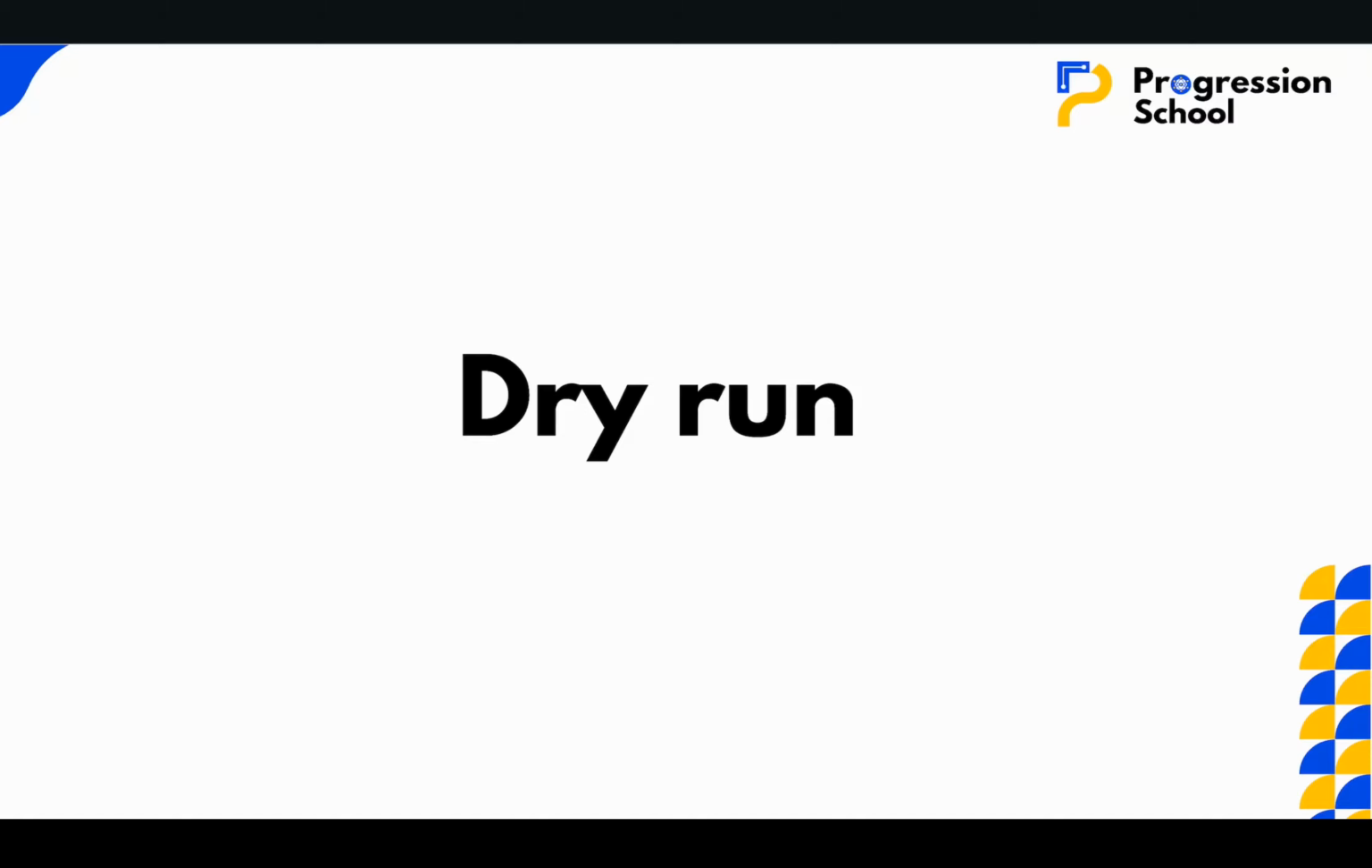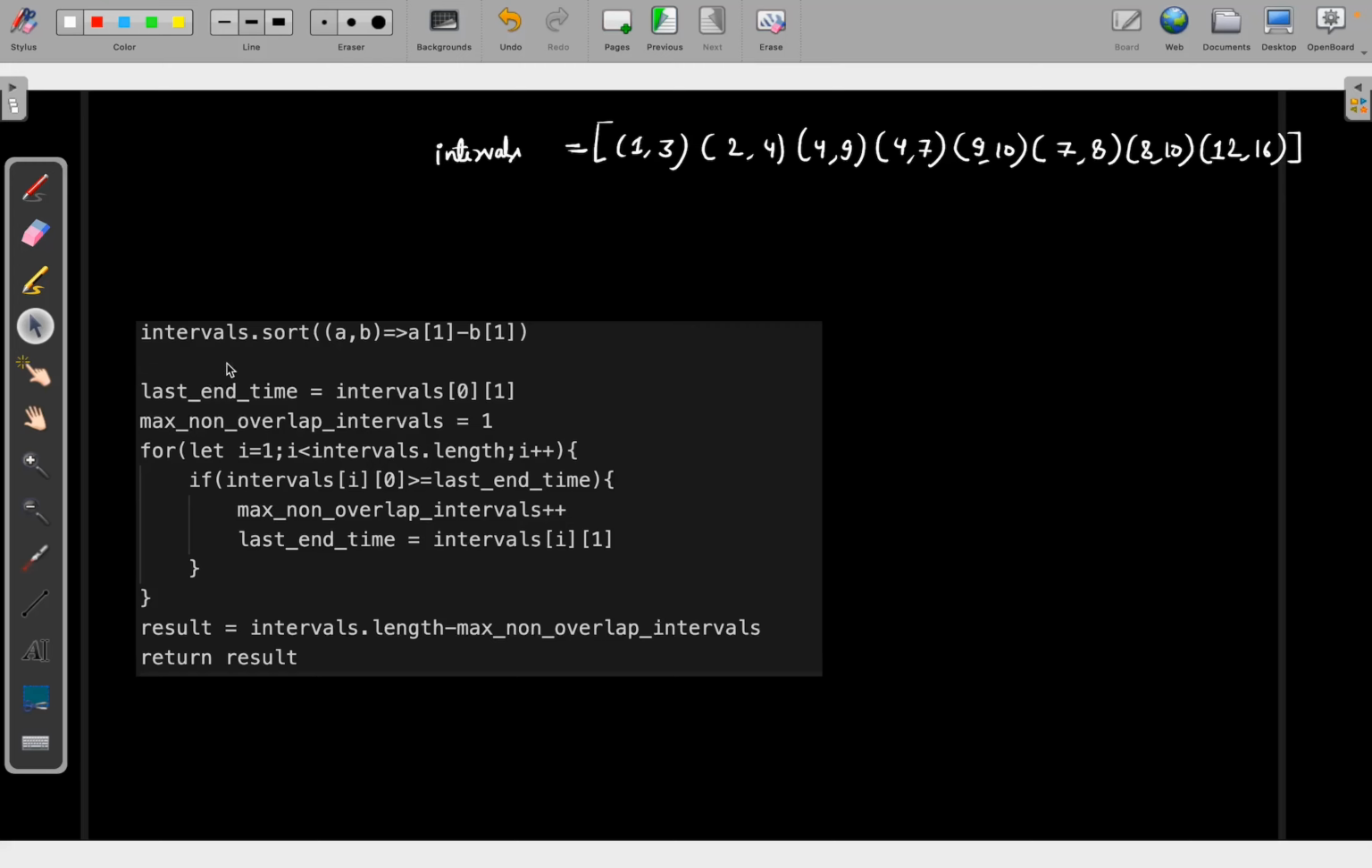In this video, we will see the dry run of the code. Now let's quickly check the dry run of this code. Okay, so we have this intervals array, right? So 0, 1, 2, 3, 4, 5, 6, 7, total 8 intervals we have.